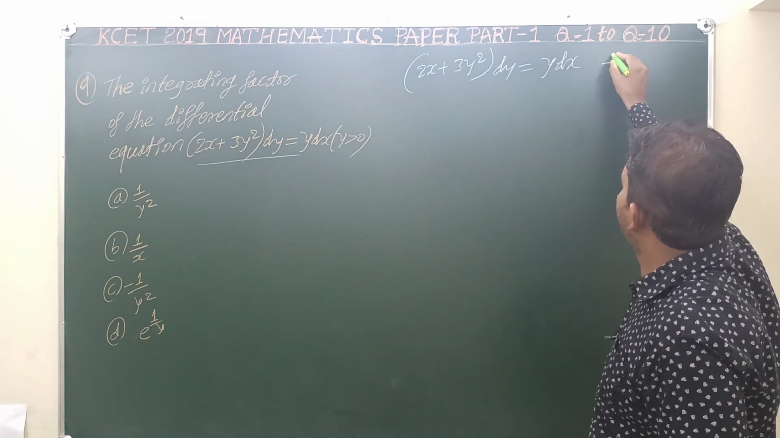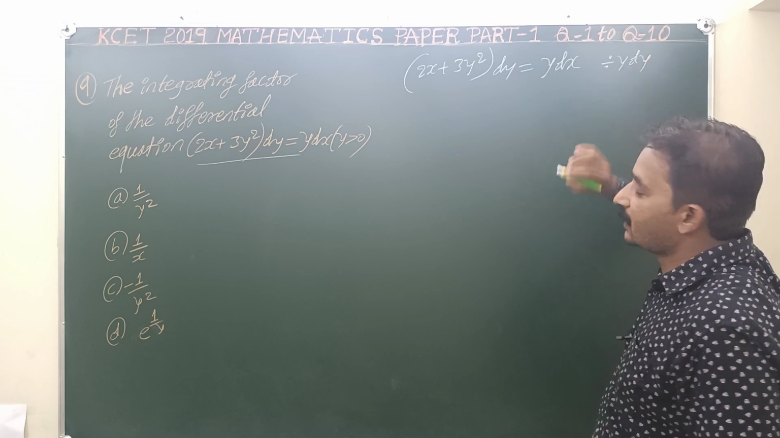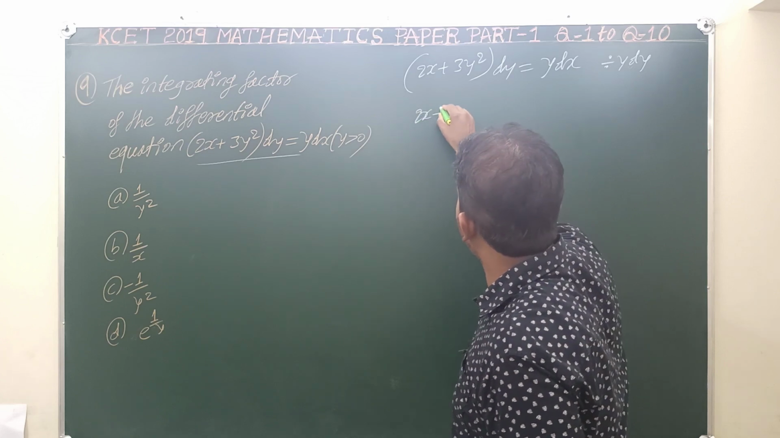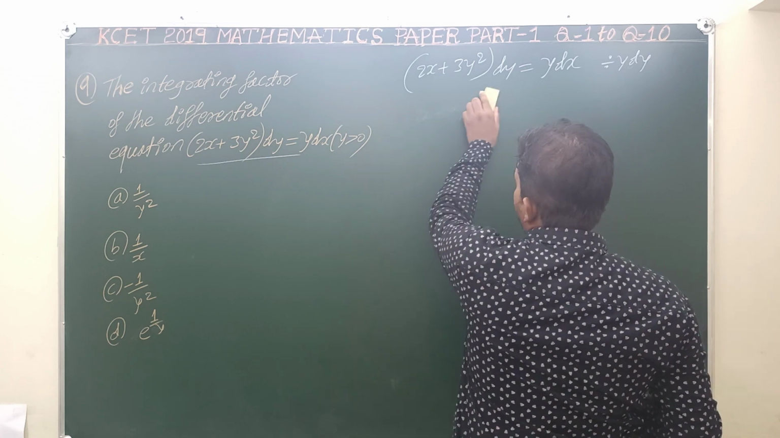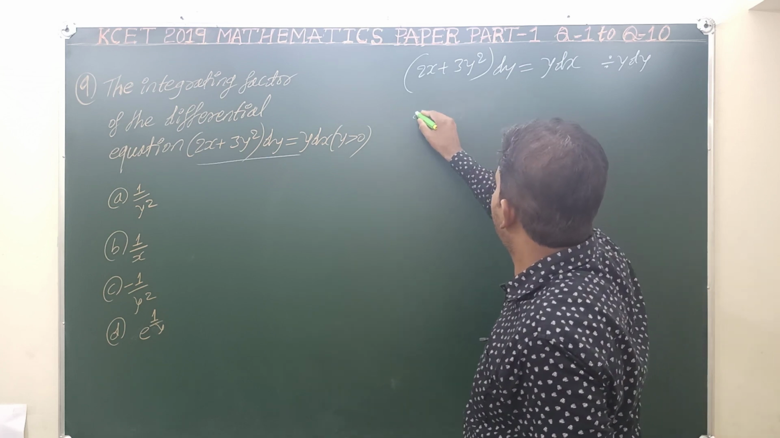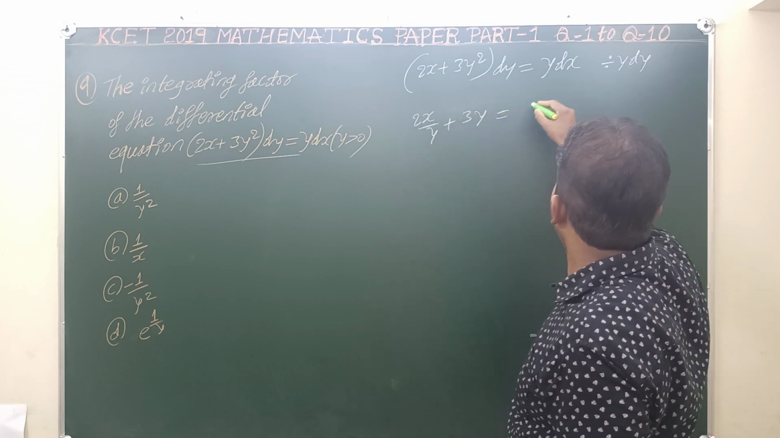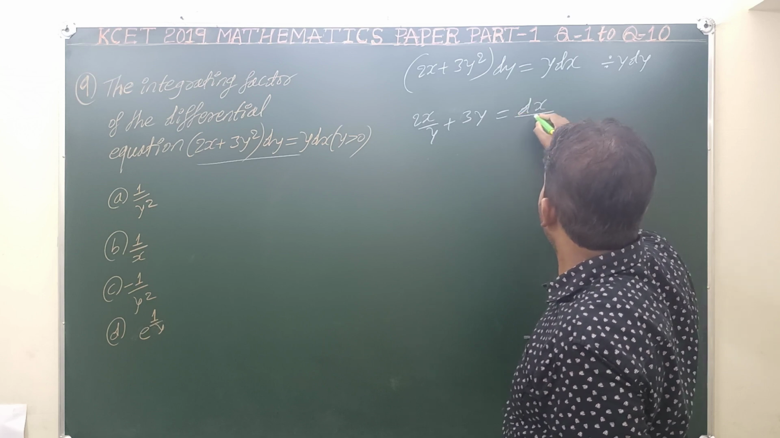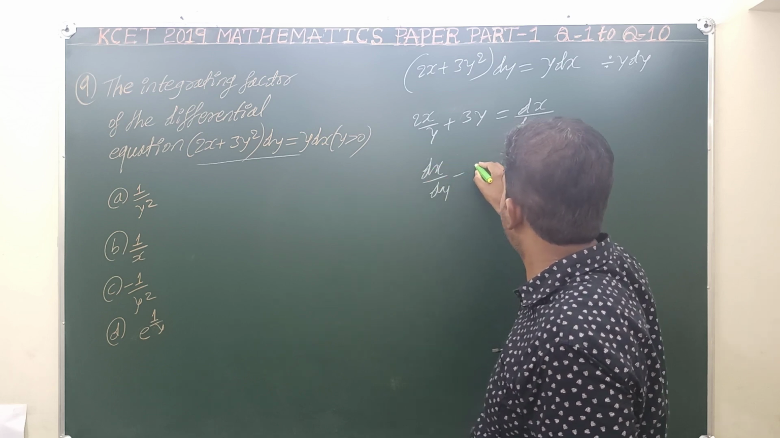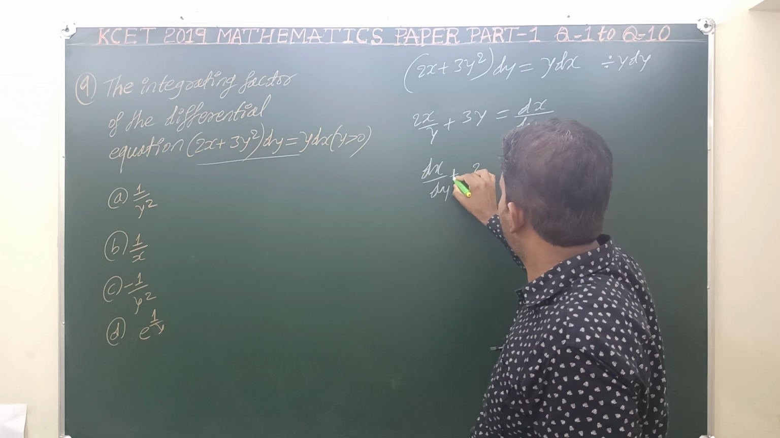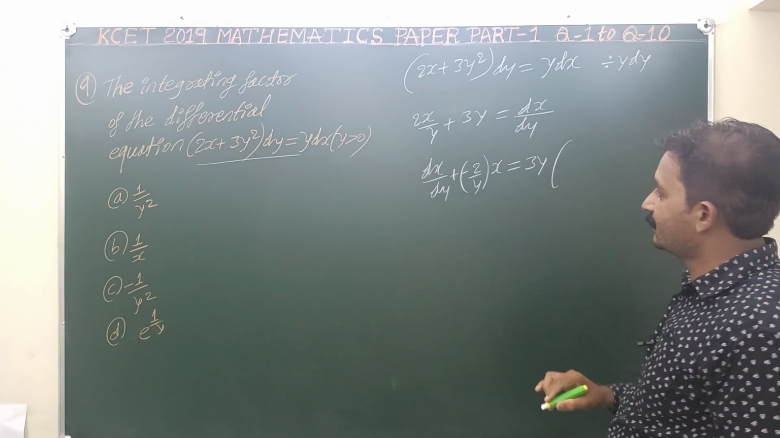Now in this case divide by y into dy on both sides, because it converts into standard form. So 2x plus 3y square, y, here divided by y into dy. Dy is removed. In this case 2 into x divided by y plus 3 into y equal to dx divided by dy. Now it becomes dx divided by dy minus 2 by y into x is equal to 3y. Now it is in the standard form.